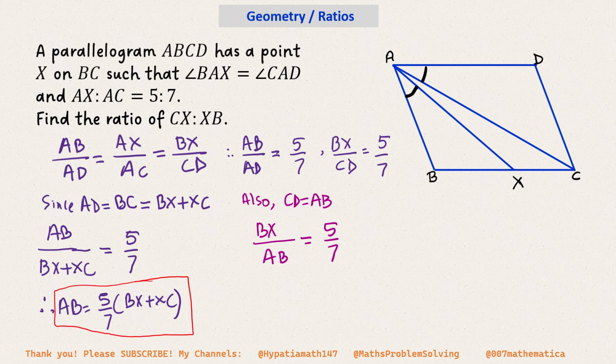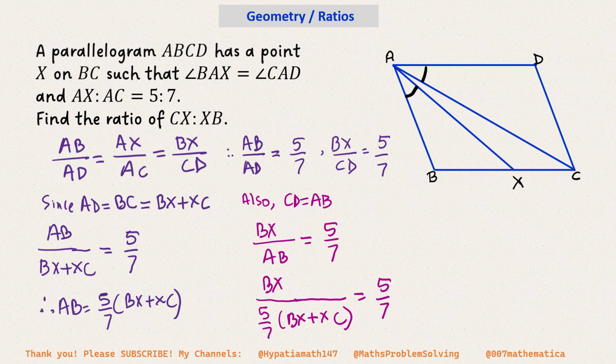Now we can look at the other ratio, BX out of CD. Here BX remains as it is, and CD is equal to AB. So I write BX out of AB is 5 out of 7 once again, and instead of AB I now write 5 out of 7 times BX plus XC. This gives me BX out of BX plus XC is 5 out of 7 times 5 out of 7, and that's 25 out of 49.